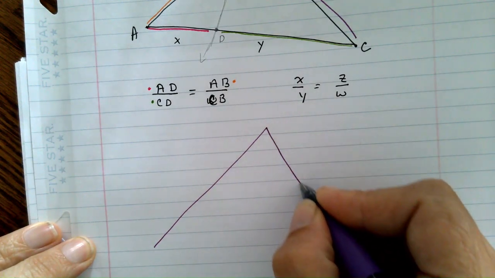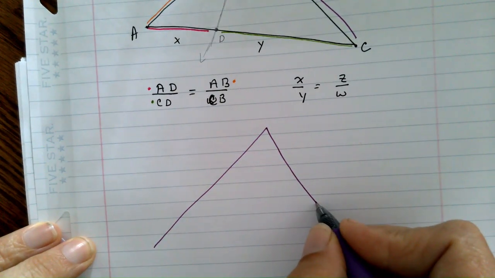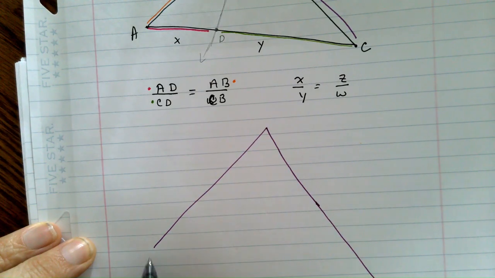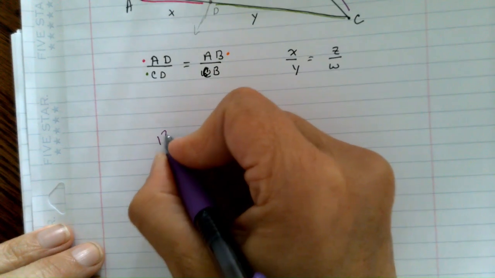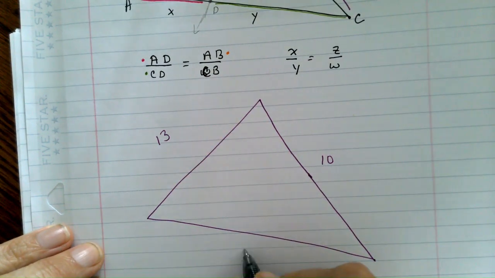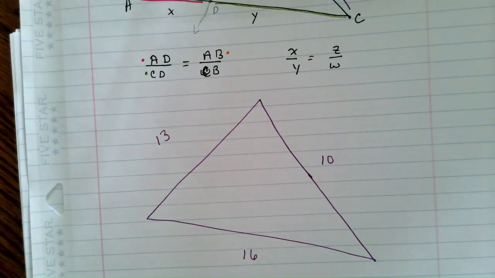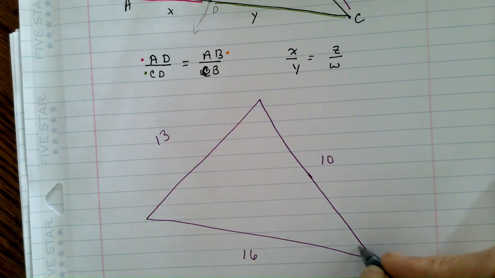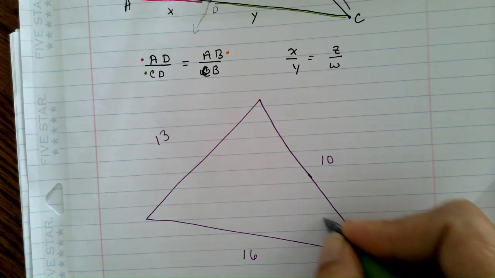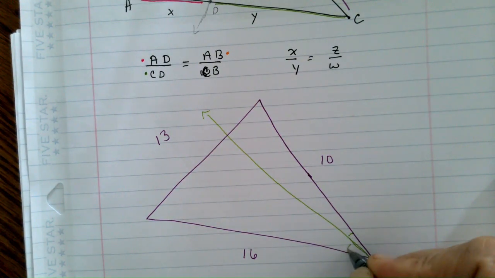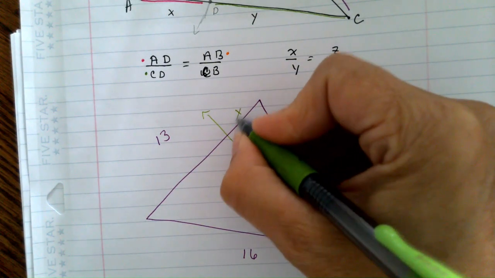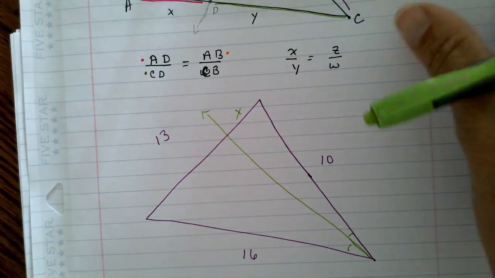Alrighty. Here's our triangle. This whole side is 13, this is 10, this is 16. And this angle bisector comes in, cuts the angle in half, and labels this X. And you have to find X.